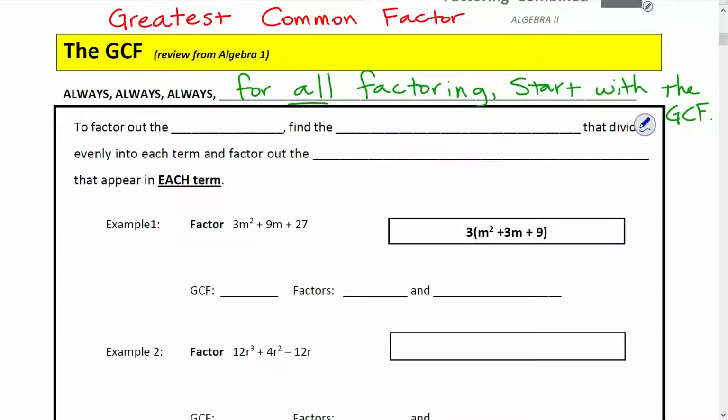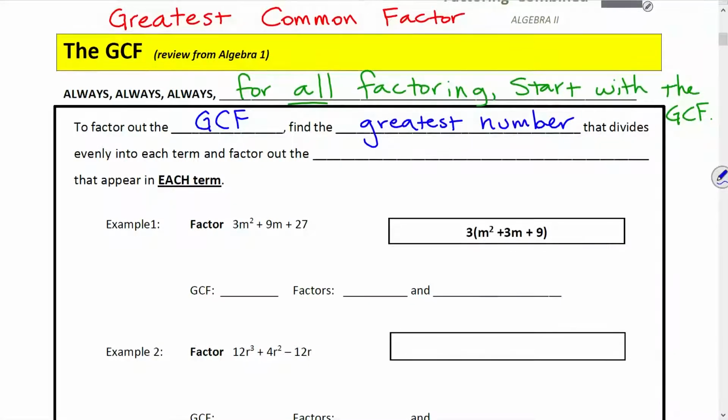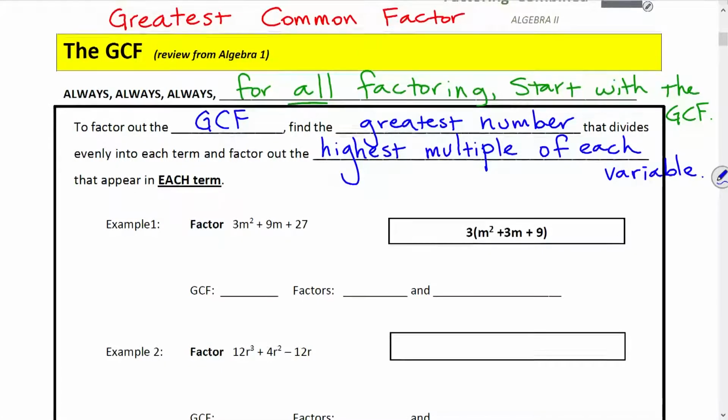To factor out the GCF, you want to find the greatest number that divides evenly into each term and factor out the highest multiple of each variable. So we will look at both number factors, the GCF for the numbers, and the GCF of the variables. If you have multiple variables, we'll look at each letter separately. The first one's kind of done for us.